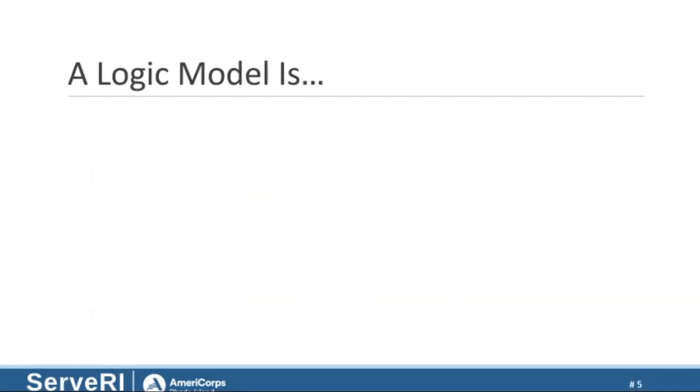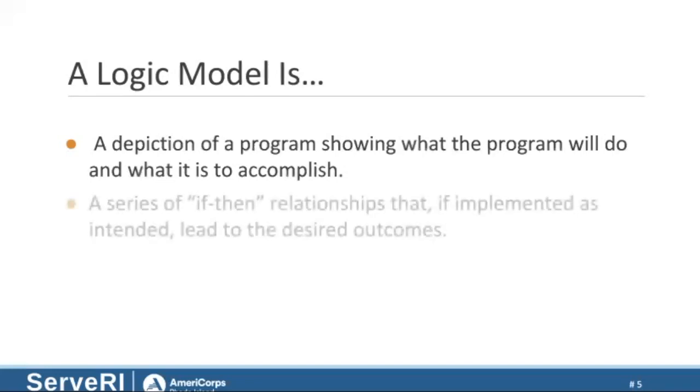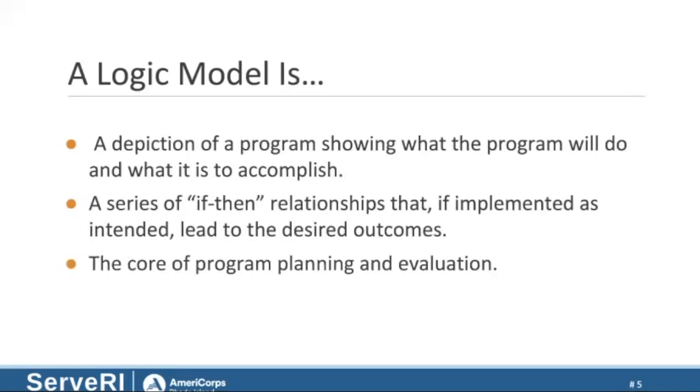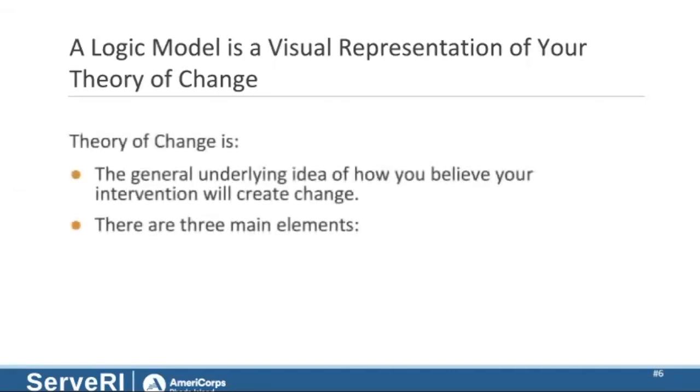So a logic model is a depiction of a program showing what the program will do and what the program intends to accomplish. It's a series of if-then relationships that, if implemented as intended, lead to desired outcomes. And it is the core of program planning and evaluation, so it has usefulness beyond just completing your application. The NOFO states that the logic model is a visual representation of the applicant's theory of change. So let's go over what the theory of change is.